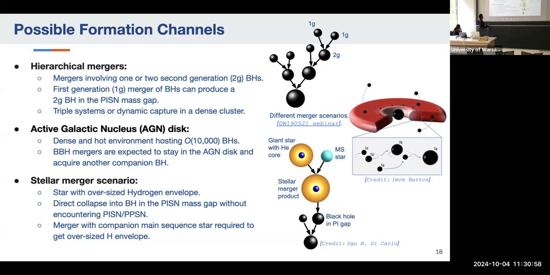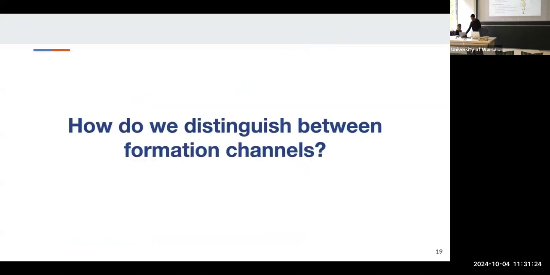Now, the third mechanism is a stellar merger scenario. For this, we need a giant star with a helium core. And if it can merge with a main sequence star, then we can have an oversized hydrogen envelope with a helium core. And in such conditions, it can directly form a black hole in the PISN mass gap. So these are some of the formation channels. Now, I'd like to give the mic to Shubhagata to explain how to distinguish between formation channels.